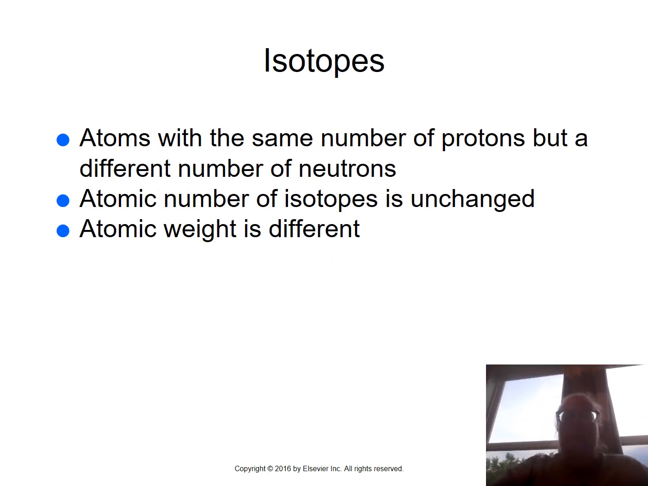Now I want to talk a little bit about isotopes. So isotopes are atoms with the same number of protons, but a different number of neutrons. Atomic number of isotopes is unchanged, and their atomic weight is different. So as an example, the element hydrogen again has isotopes. Hydrogen, which has 1 proton, and deuterium, which has 1 proton and 1 neutron, and tritium, which has 1 proton and 2 neutrons.